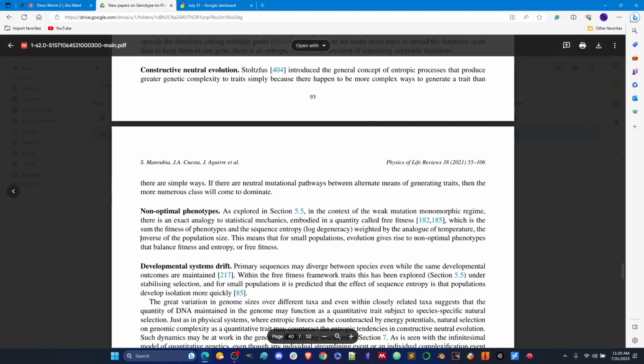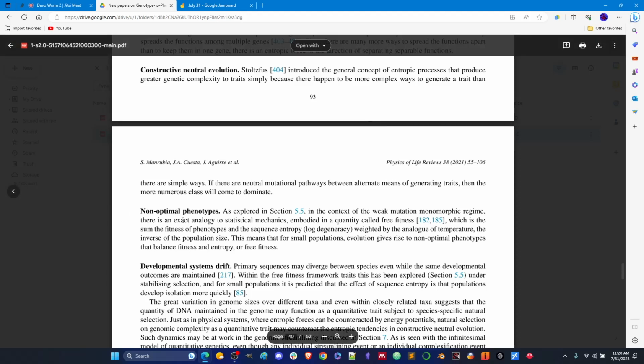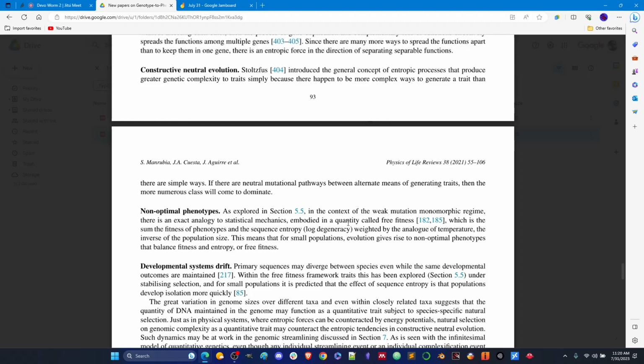You also see a focus on non-optimal phenotypes. This is where, when you have weak mutation in a population, there is an exact analogy to statistical mechanics, which some people call free fitness, which is the sum of the fitness phenotypes and the sequence entropy. The analog of temperature is the inverse of population size. They use that type of statistical mechanics model to understand what's going on in these populations. So for small populations, evolution gives rise to non-optimal phenotypes that balance fitness and entropy.